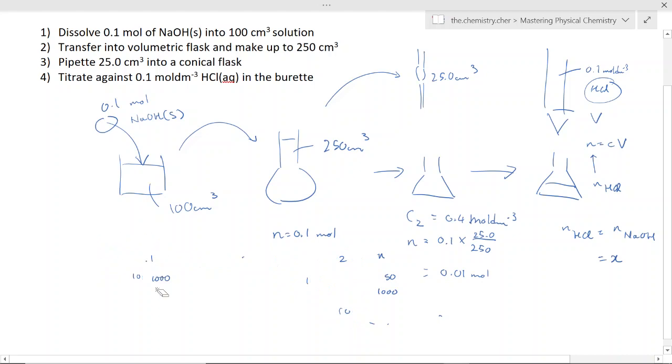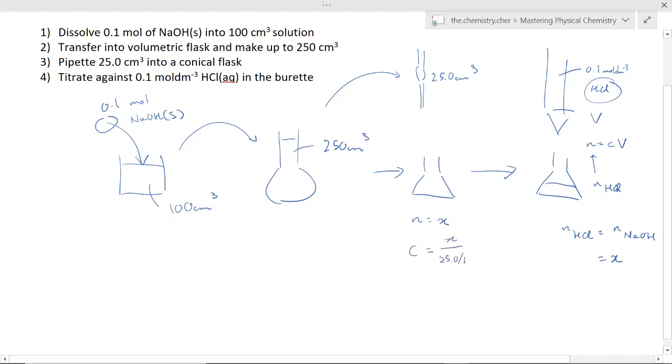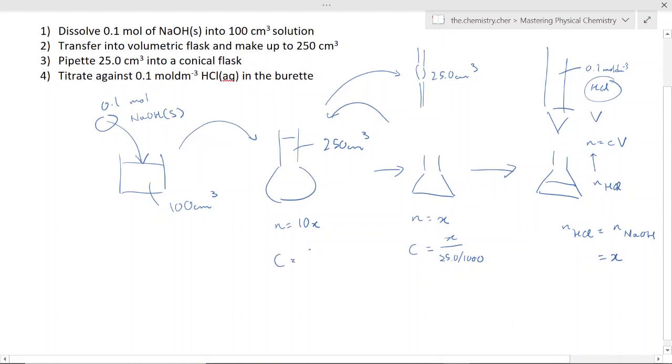Reverse the entire process. Let me erase this off first. You will realize that this value x is the same value x over here, and the concentration will now be x over 25.0 divided by 1000. If I move back one more step, now n is equal to 10x, because just now we realized that we took 1/10 of it out. Now we have to multiply it by 10, but the concentration stays the same, x over 25.0 divided by 1000.